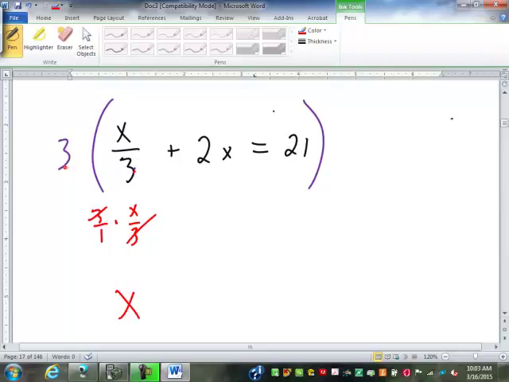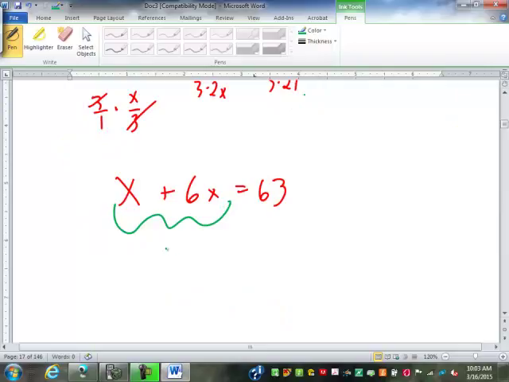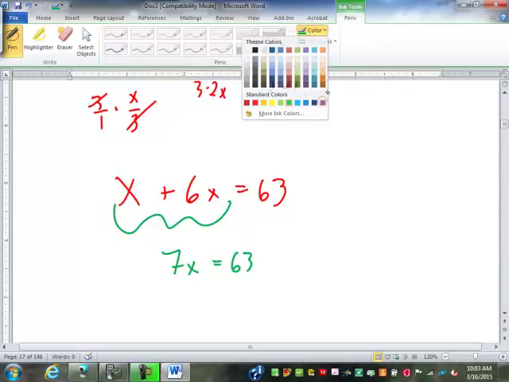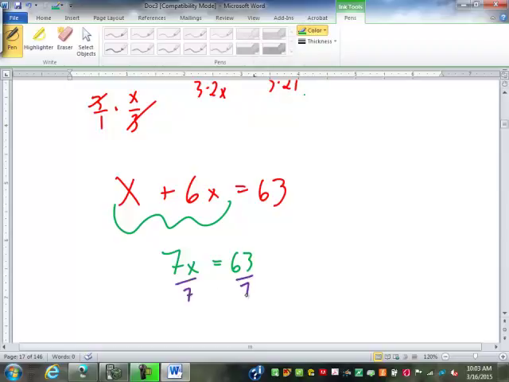3 times 2x is 6x. We have our equal sign. 3 times 21 is 63. Now, x plus 6x is 7x equals 63. We divide by 7 to get x equals 9.